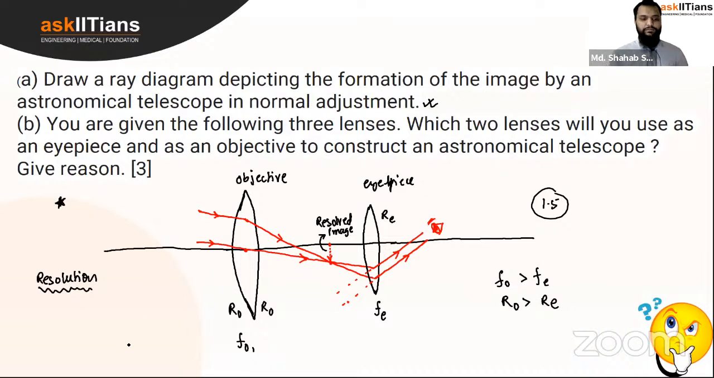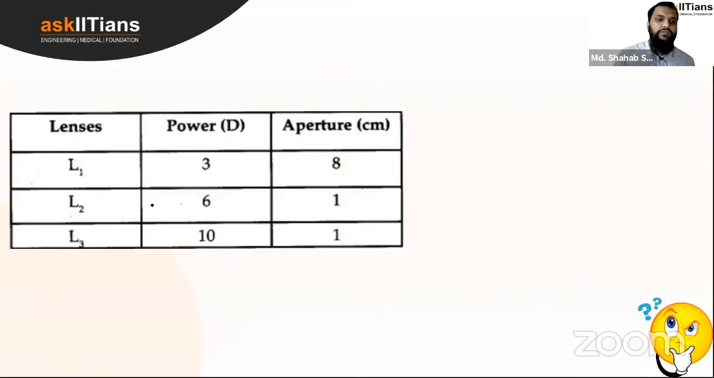So we have given 3 possible situations. We have to choose which one is correct. So let's come here. L1, L2 and L3. Power of L1 is given 3 diopter. Please understand that the power of a lens is inversely proportional to focal length. So focal length is inversely proportional to power. Less power means more focal length. So I think out of the 3, the minimum power is this. So that means here focal length is more, so radius of curvature is more. So we are going to use this lens as objective. I hope it is clear.